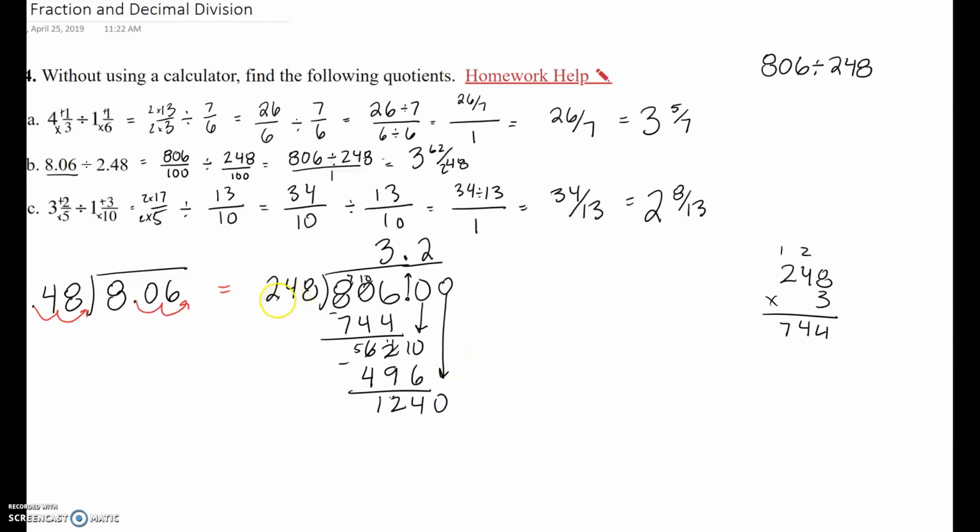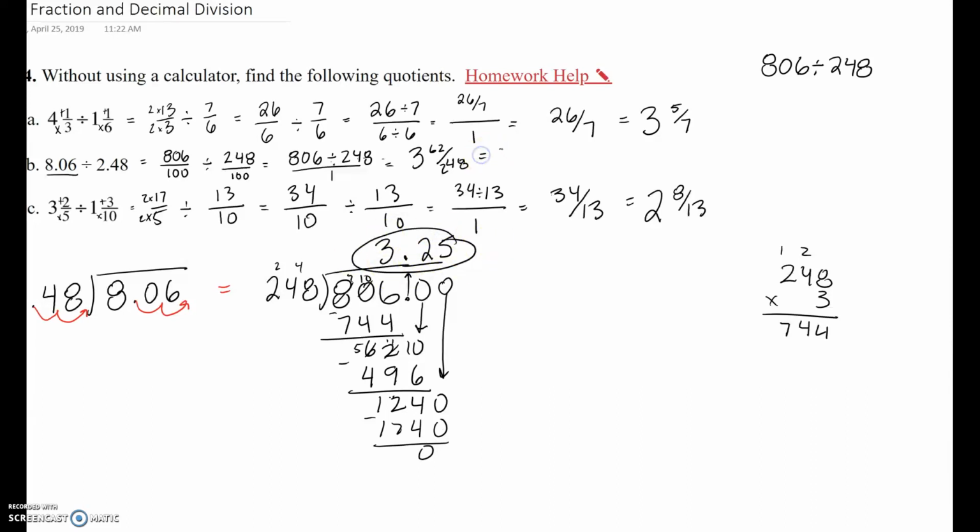So how many 248s are in this? 4 of them are about 1,000, so that's an extra 1. I bet it's going to be 5. Let's try 5. 5 times 8 is 40. Carry the 4. 5 times 4 is 20, plus 4 is 24. Ooh, feeling good about this. So that's carry the 2. 5 times 2 is 10, plus 2 is 12. Nice. 0.